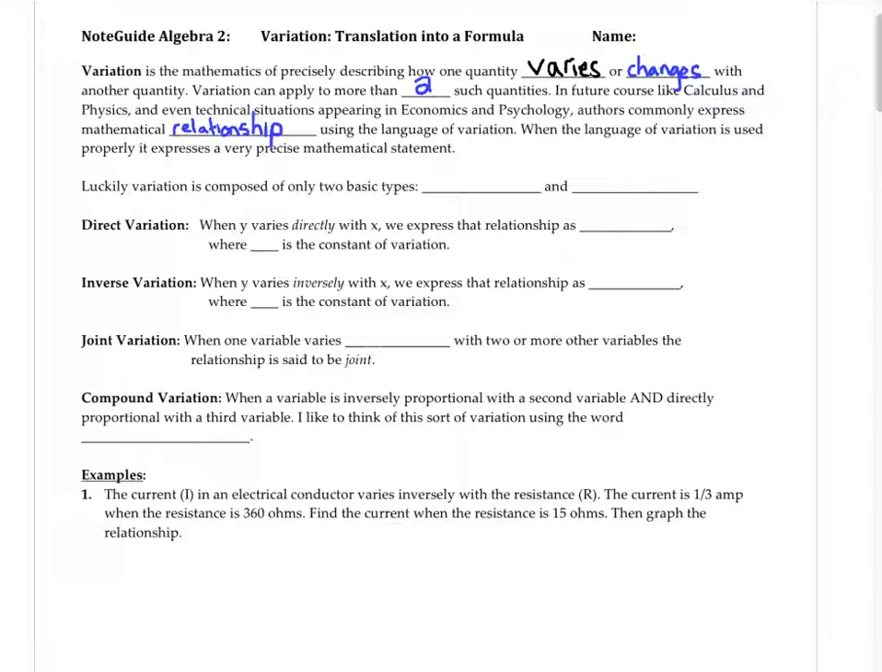So I think that variation is mainly composed of two basic types. So these are the ones you really want to remember. So when you hear about directly proportional variables and when you hear about inversely proportional variables. You should have already had plenty of experience with directly proportional relationships. So when I say specifically y varies directly with x, that relationship is going to be written as y equals some constant times x. So it's all about multiplication when we're talking about direct variation. And that constant, which I've written as k, is called the constant of variation.